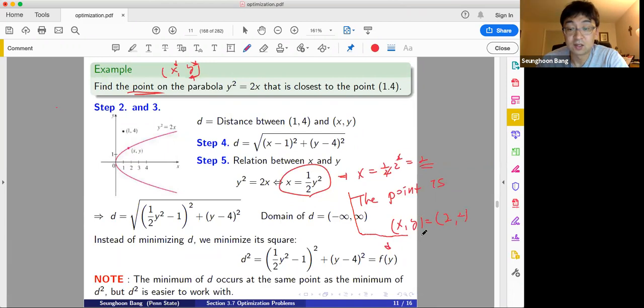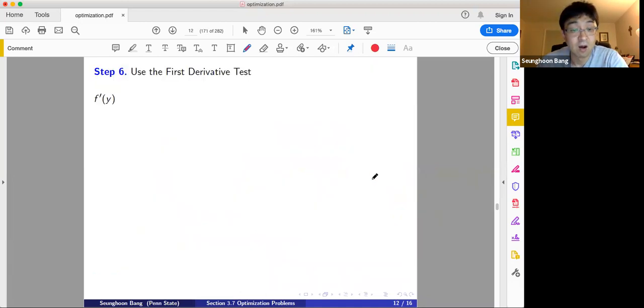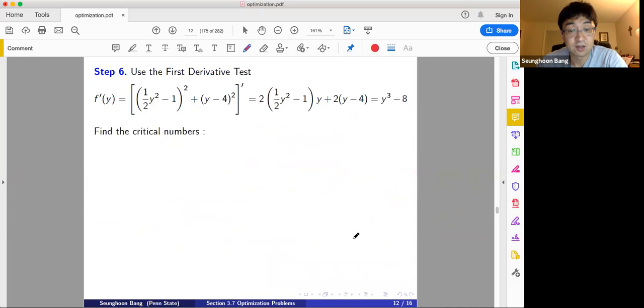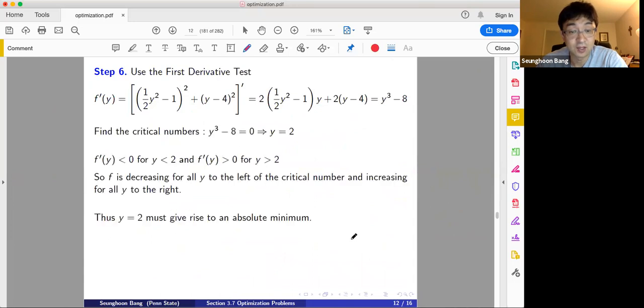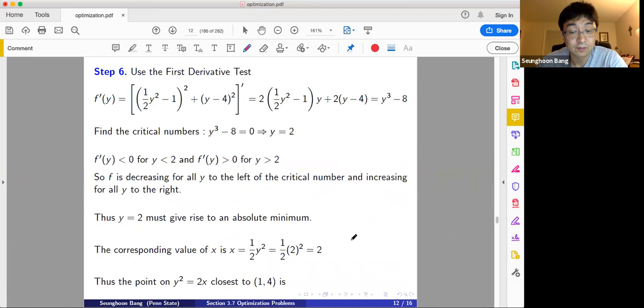So that's it. This is your final answer. We can find the point: x component is 2, y component is 2. That's the whole idea for solving this problem. The whole explanation is here, the same as my explanation. So this is (2, 2), right? We have this point. Okay, the next example.